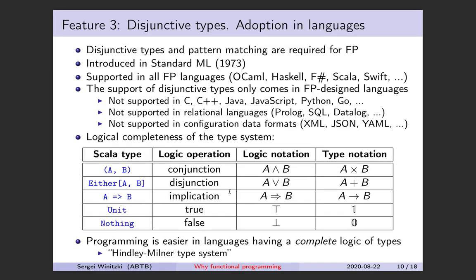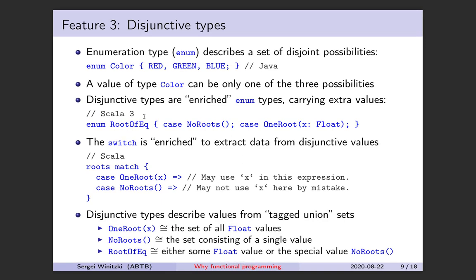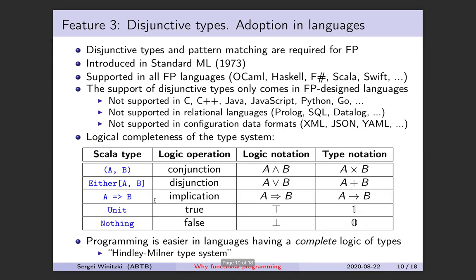So these are the features that programming languages like standard ML, OCaml, Haskell, F#, Scala, Swift, Rust, and so on, all have: disjunctive types and pattern matching. So pattern matching is very convenient and makes it completely safe to write switch statements with disjunctive types. But this feature is not supported in languages such as C, C++, Java, and so on. It's not supported in relational programming languages like Prolog, SQL, Datalog, and so on. It's not supported in configuration data formats, XML, JSON, YAML, and so on.